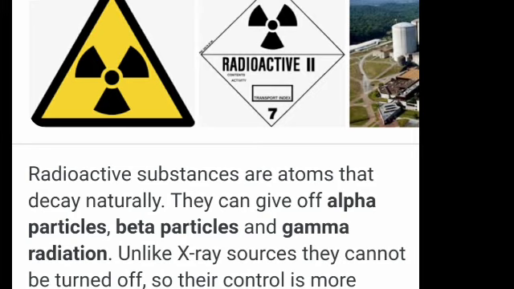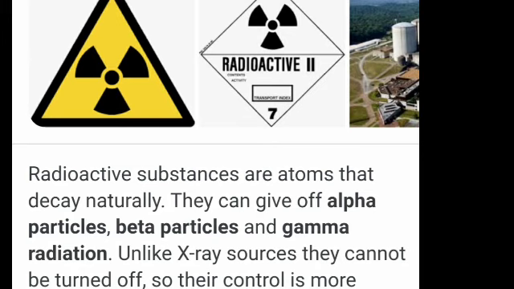Next topic is radioactive substances. Elements with a high atomic number such as uranium, thorium, radium have a property of spontaneously emitting invisible, highly penetrating and high energy radiations, and this property is called radioactivity. A substance having this property is called a radioactive substance.